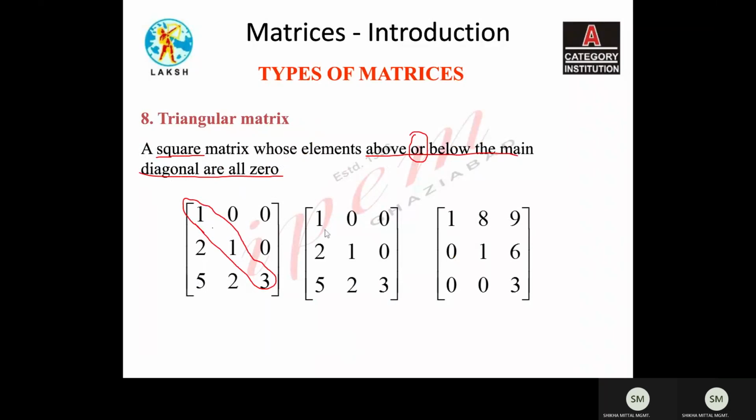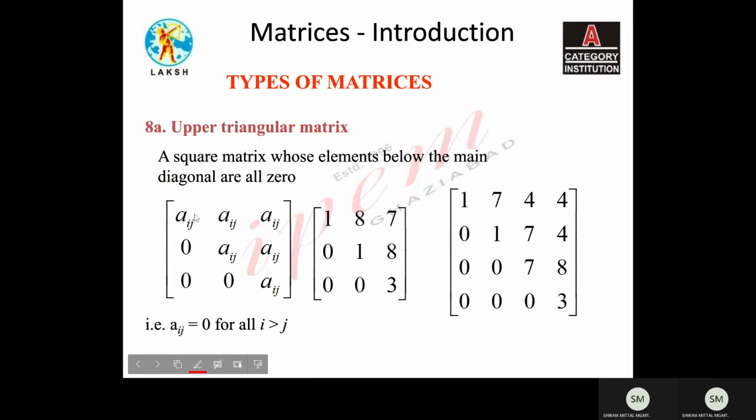In the second example, see the third example, the main diagonal is 1, 1, 3. And we can see here all the elements below the main diagonal are 0, right? So we can say that if all the elements either above the main diagonal or the elements below the main diagonal are 0, then this type of matrix is known as the triangular matrix.